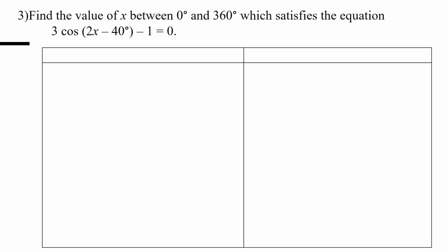All right, let's do a more challenging question. It's more challenging because you are dealing with 2x minus 40 degrees. The first few examples we have done are just sine x or cos x, just sine 1x or cos 2x. Now we're talking about cos of bracket 2x minus 40. So in this case, step number 1, we have to find the new range.